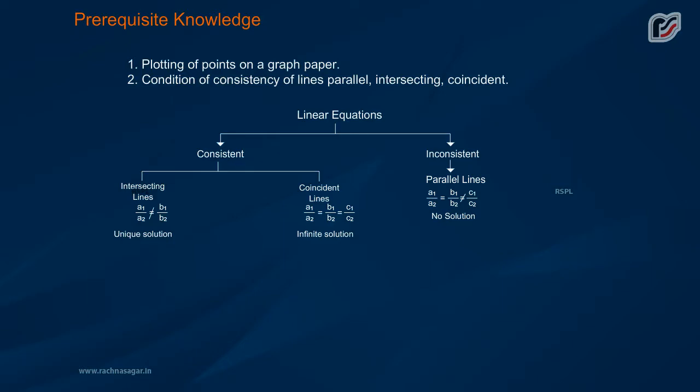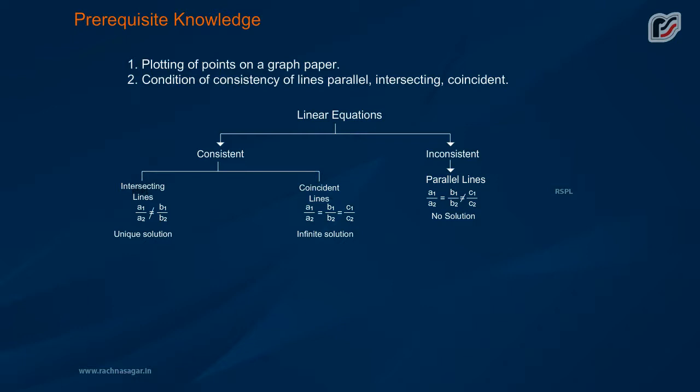Linear equations can be consistent, which has intersecting lines, which is A1 by A2 not equal to B1 by B2, known as unique solution, and coincident lines, that is A1 by A2 equal to B1 by B2 equal to C1 by C2, known as infinite solution.